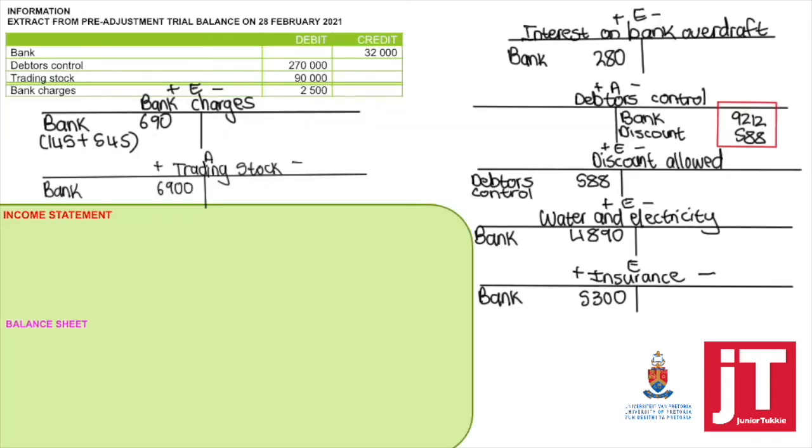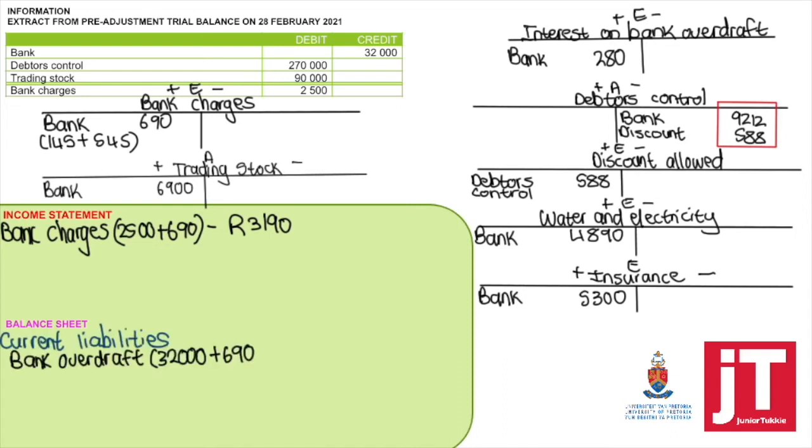To complete this, on my financial statements, we are going to look at the following. First, the bank charges from the pre-adjustment trial balance, 2,500 plus the 690. So our expense for bank charges for this accounting period is 3,190. Now immediately go to your balance sheet. In your bank overdraft, we're going to have 32,000 plus 690.